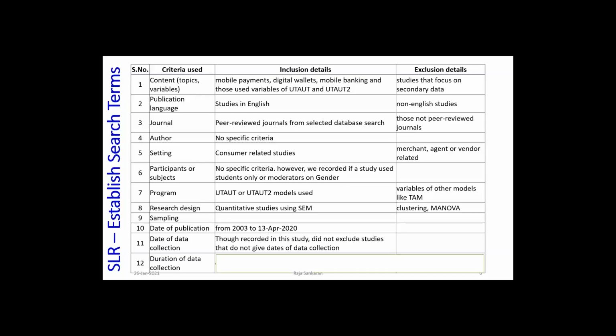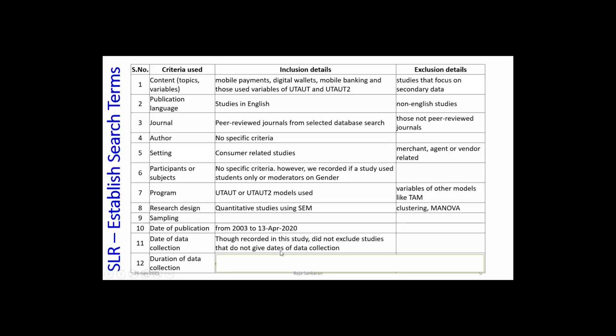Similarly, if somebody has said, I have taken 6 months or 1 year just for data collection, should I be including them as part of my study? Because the variability will be quite huge, unless it has been specified appropriately, and the rigor would have been compromised. So do you want to include them as part of a study or not? You can make a decision accordingly. Here, one example I have used is that, though I have recorded it, I did not include the studies which did not give any dates of data collection.